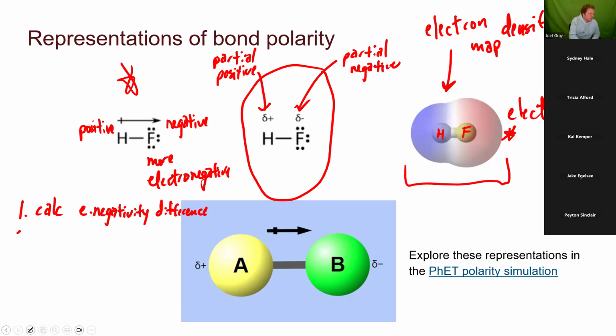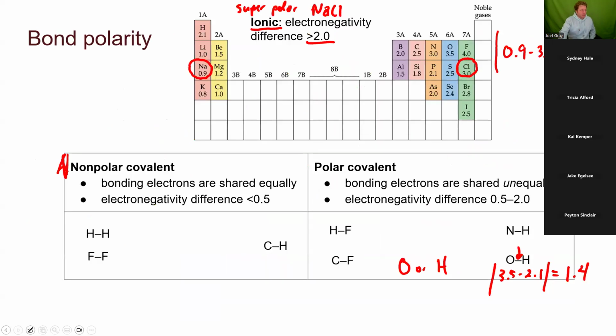I want you to be able to classify bonds as nonpolar, polar covalent, and ionic. So three classifications. And when it comes to that, basically these numbers: is it less than 0.5? Then it's nonpolar. Is it between 0.5 and 2.0? Then it's polar. Is it greater than 2? Then it's ionic. I want you to know those three ranges.